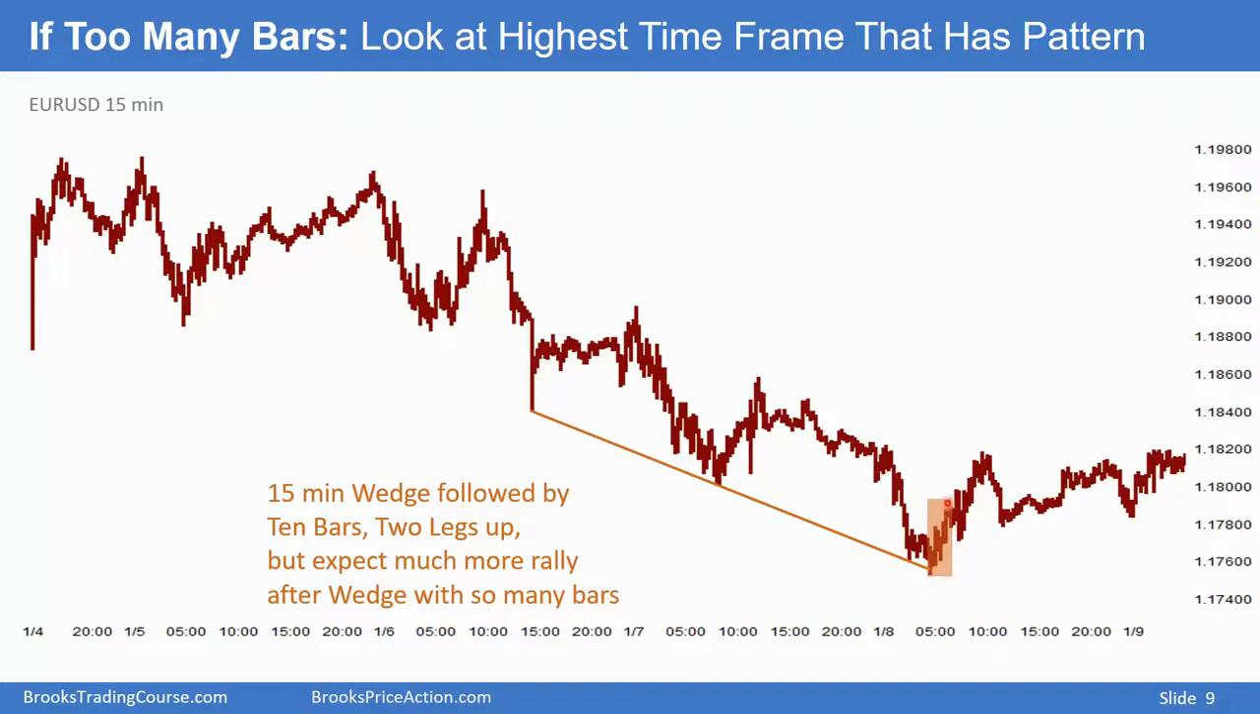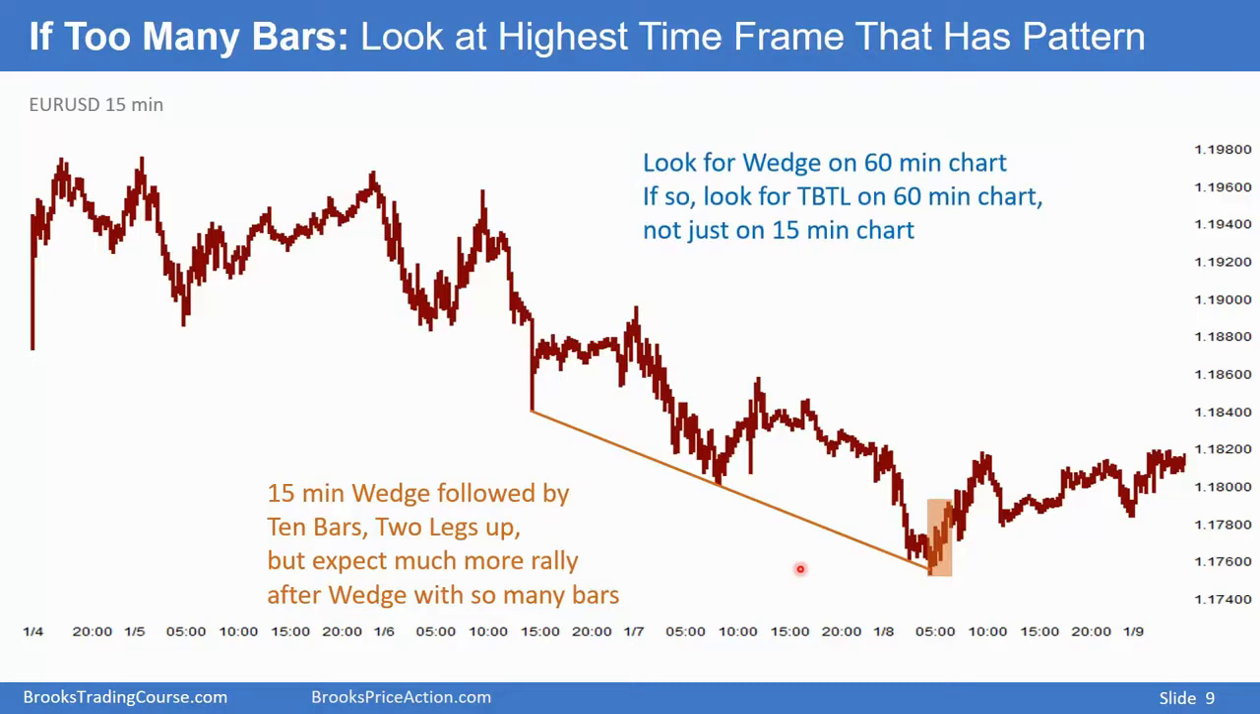But is it 10 bars on this time frame or 10 bars on the highest time frame that also shows the same pattern? If you're looking for 10 bars and 2 legs, you have it right here. However, the pattern is so big, it's probably also a wedge bottom on a higher time frame chart. I want 10 bars, 2 legs up on the highest time frame chart that shows the pattern. In this particular case, we have 50, 100 bars here, 50, 100 bars here. I'm going to take a look at a higher time frame chart to see if there's also a good wedge.